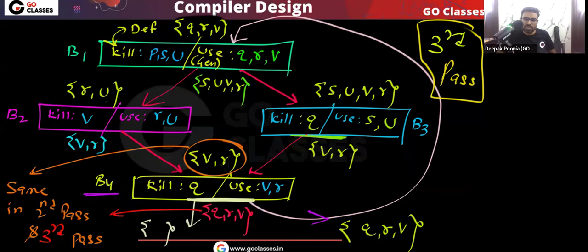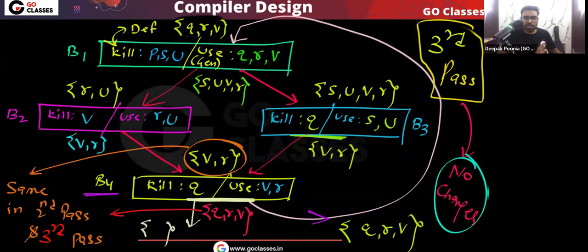If out of B4 is not changing, then in of B4 will not change. If in of B4 is unchanged, then out of B2 will not change, out of B3 will not change. So in of B2 will not change, in of B3 will not change. So out of B1 will not change, and in of B1 will not change. So in the third pass, basically there are no changes. If there are no changes, you can stop here and say this is the complete liveness analysis. Okay, you have completed.